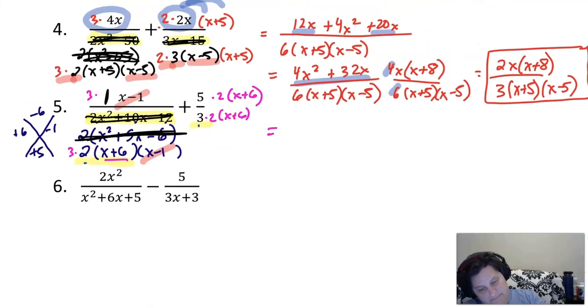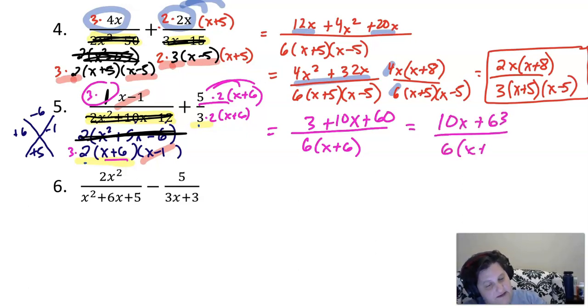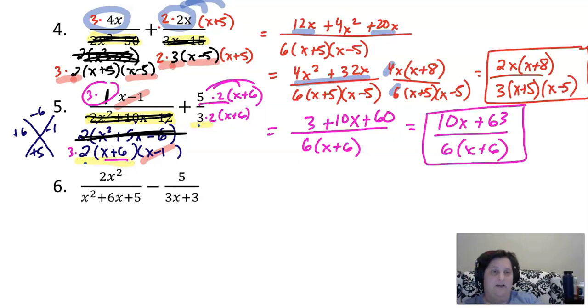So here's what I get. The denominator, 3 times 2, is going to be 6x plus 6. All right. On the top, well, this part's just 3. This is 10, and when I distribute it, 10x plus 10 times 6 is 60. So when I put that all together, 10x plus 63 over 6x plus 6. 10x plus 63 does not factor, so I am good to go. Okay?